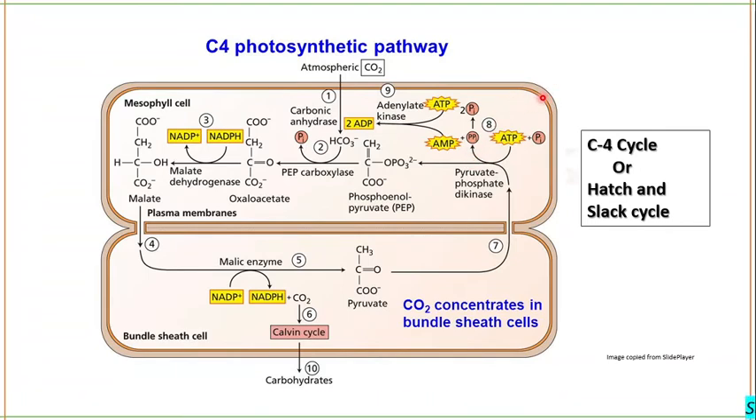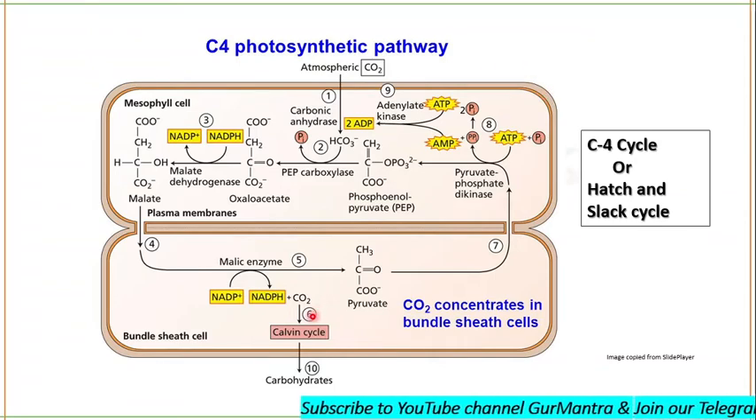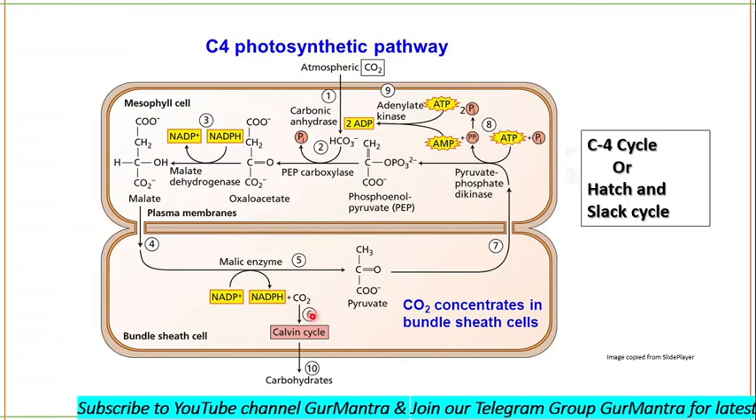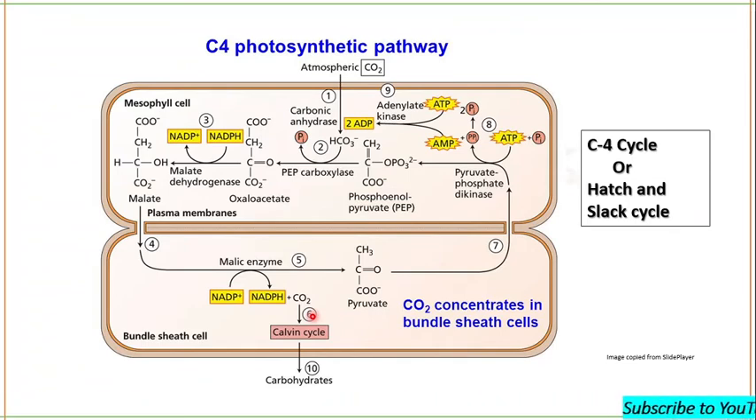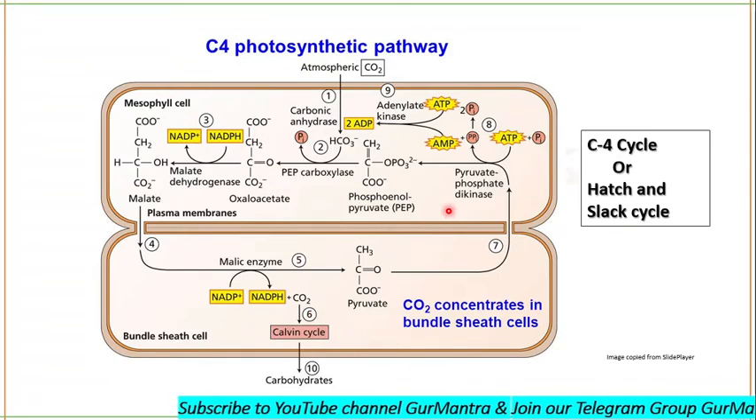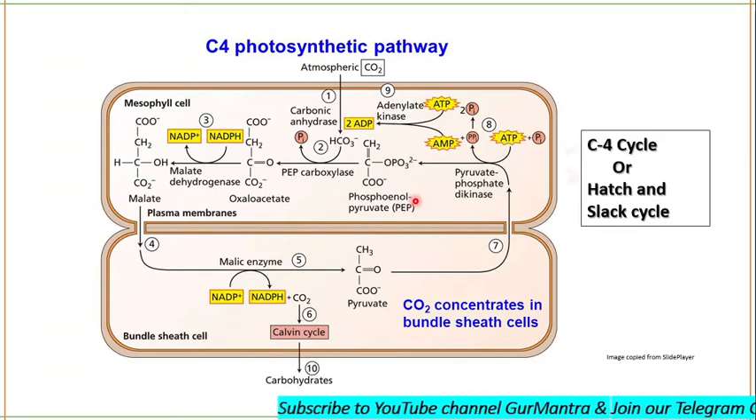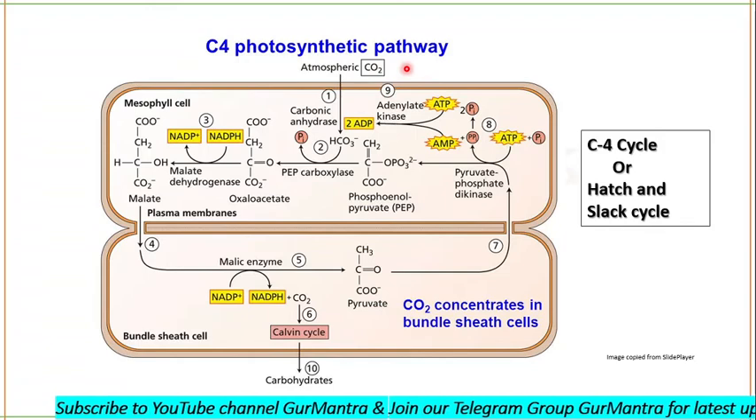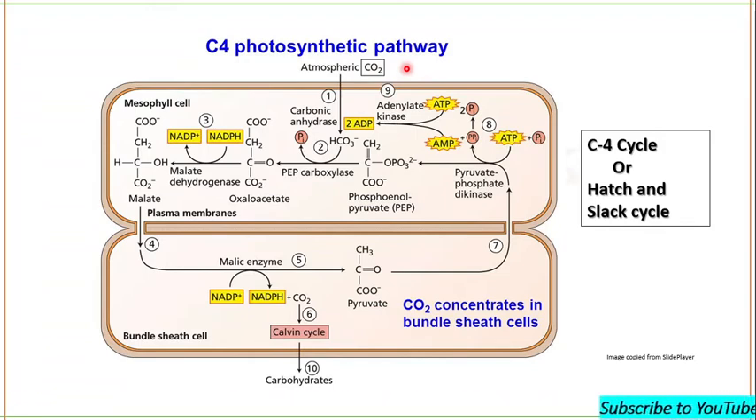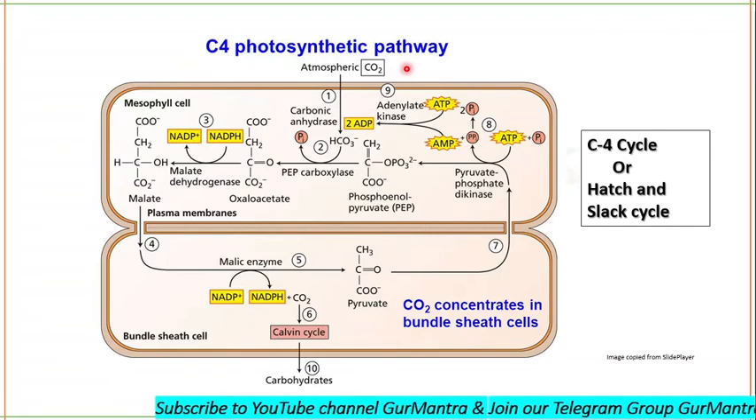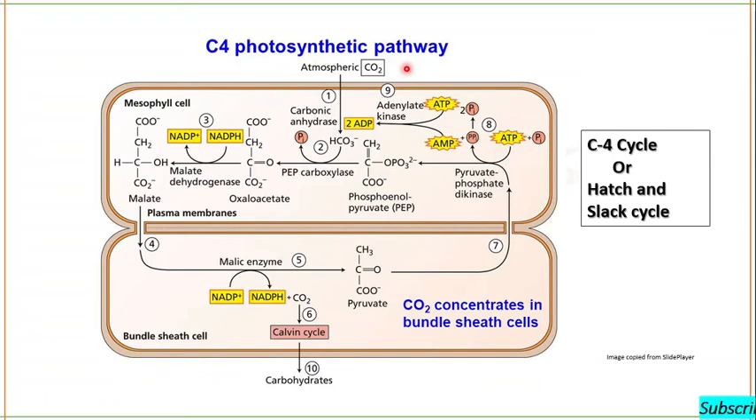12 are going to be used here during the regeneration of phosphoenol pyruvate, and we already know that 18 ATPs are used during the Calvin cycle. You understand? 18 ATP are used during the Calvin cycle and 12 are used during the regeneration of phosphoenol pyruvate. So we have a total of 30 ATPs which are being used during the C4 photosynthetic pathway. How many ATPs are used in the C4 photosynthetic pathway? There are 30 ATPs. Is everything clear to you?